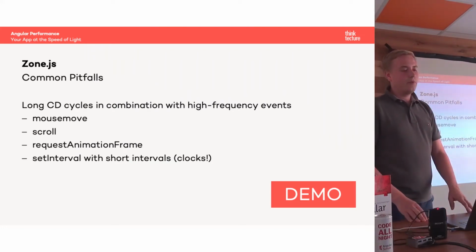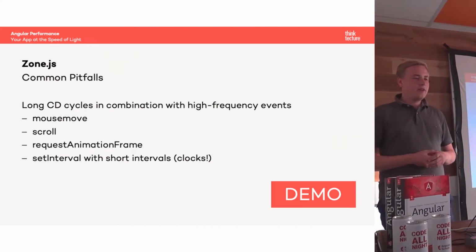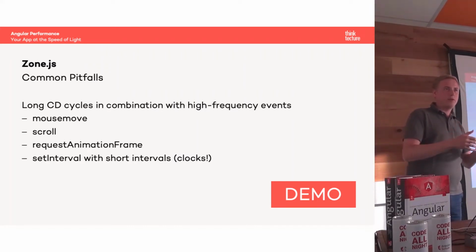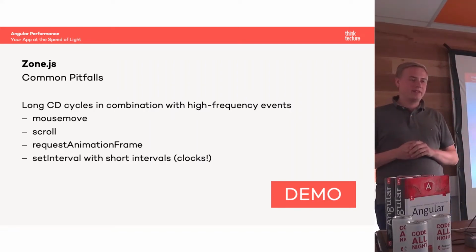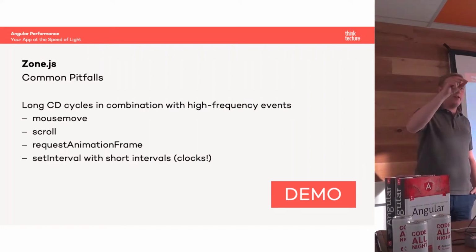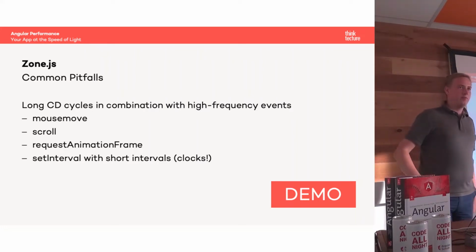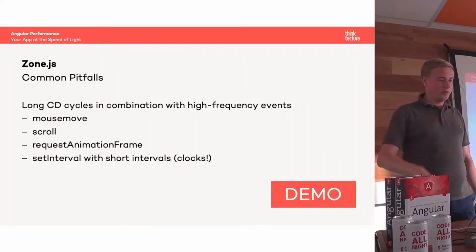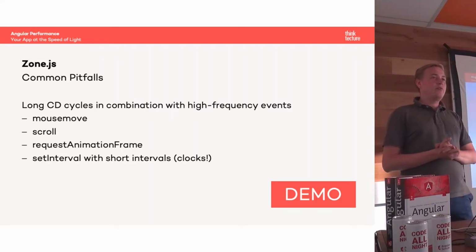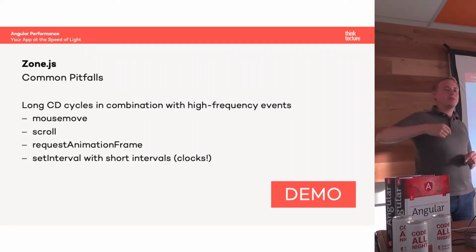All right, so what could be a common pitfall now? That could happen if you have, for example, long CD cycles as a first part, but also high frequency events. Because as you have seen, Zone.js attaches, for example, to mouse move. So that means for every move of your mouse cursor on the screen, if you bind to that event, it attaches to scroll, which can also be very expensive. Especially for smooth scrolling. It attaches to requestAnimationFrame. RequestAnimationFrame is designed to be called as often as your screen is refreshing. So that is 60 frames per second.